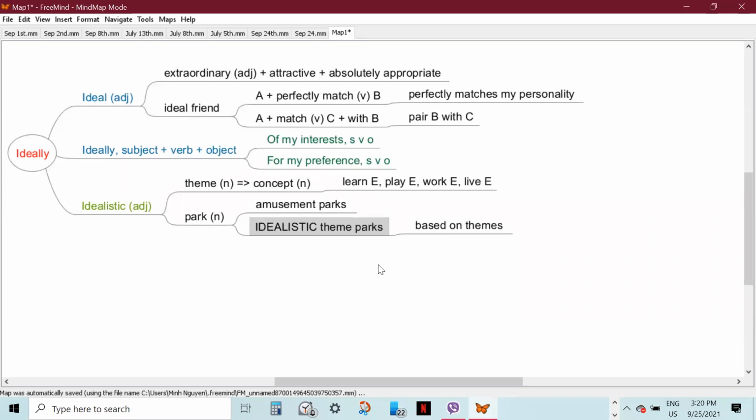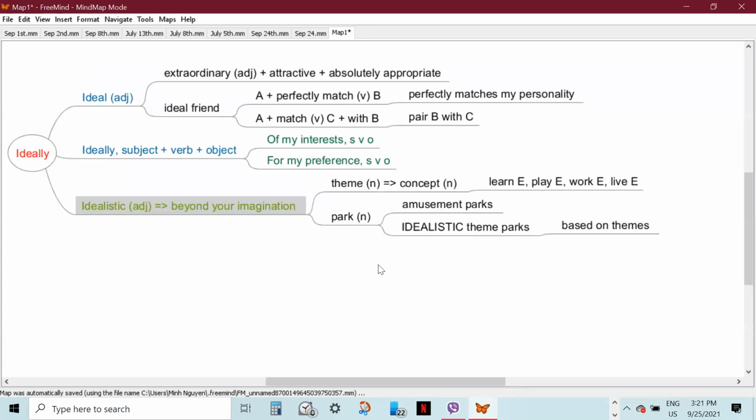When you say idealistic theme parks, people are going to think, oh, the concept which the architects apply to construct these kinds of parks is very idealistic, very marvelous, one of a lifetime. Nobody can think of such a concept like this. So something idealistic, because it is something beyond your imagination.